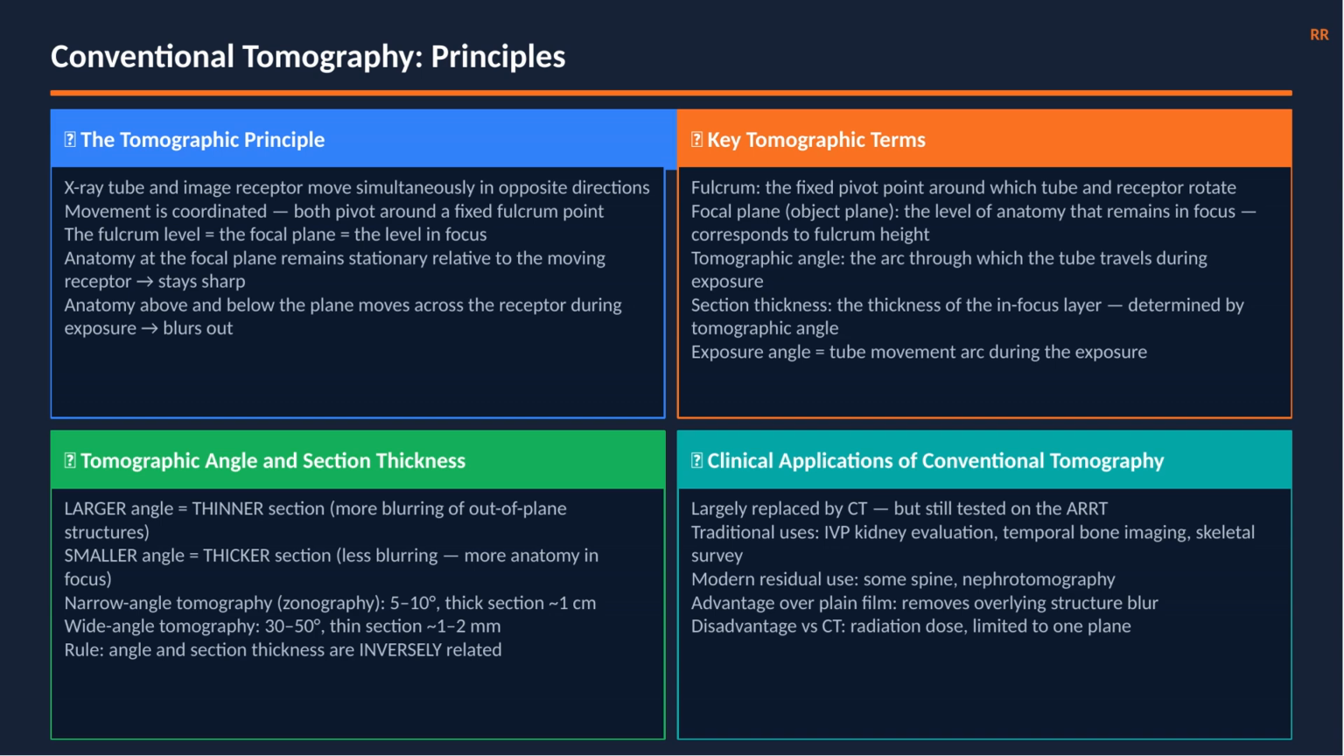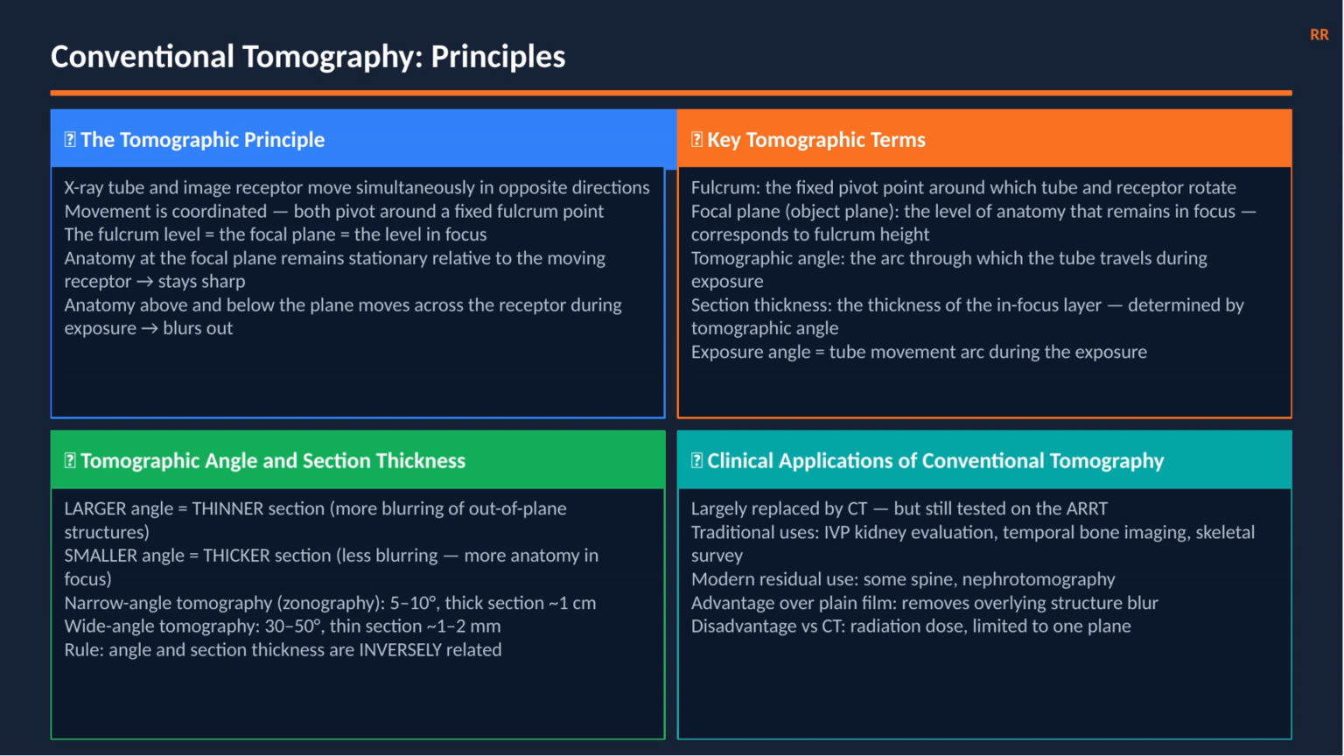Focal plane, also called the object plane, the level of anatomy that remains in focus. It corresponds exactly to the height of the fulcrum. Anatomy at the focal plane remains stationary relative to the moving receptor, so it records sharply. Anatomy above or below the focal plane moves across the receptor during the exposure, so it blurs out.